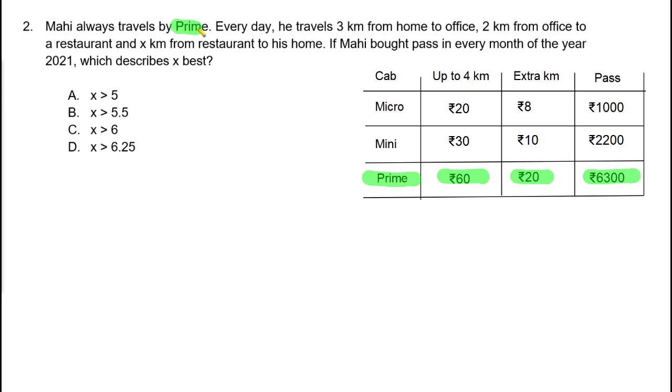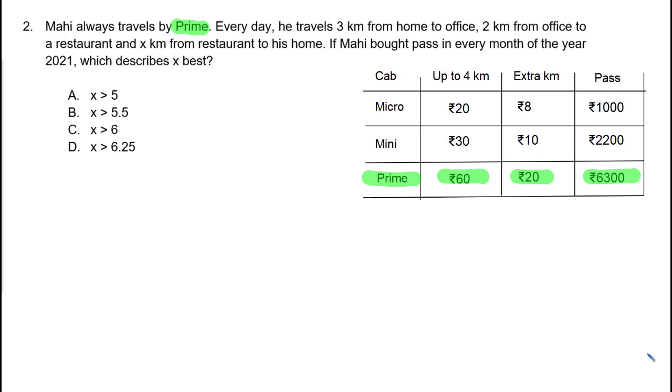Every day he travels 3 km from home to office, 2 km from office to restaurant, and X km from the restaurant to his home. If Mahi bought pass in every month of the year 2021, which describes X best? In this question, we need to consider two cases. The first case is the value of X less than or equal to 4, and the second case is the value of X greater than 4.